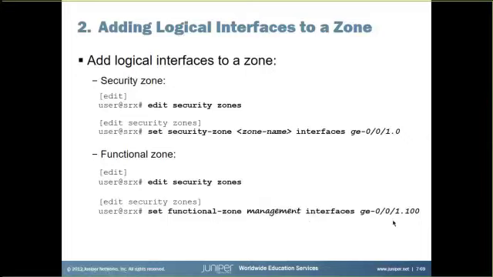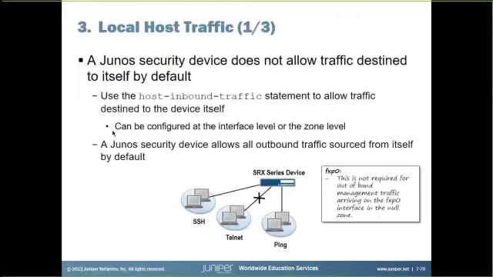The host-inbound-traffic statement allows traffic destined to the device itself. This is, again, an optional step that in most cases is going to be required to make things work on your setup. So notice that in this example, they have host-inbound-traffic allows SSH, allows ping, and denies telnet. And I can do that for the entire zone, or I can do it on an interface basis within the zone.